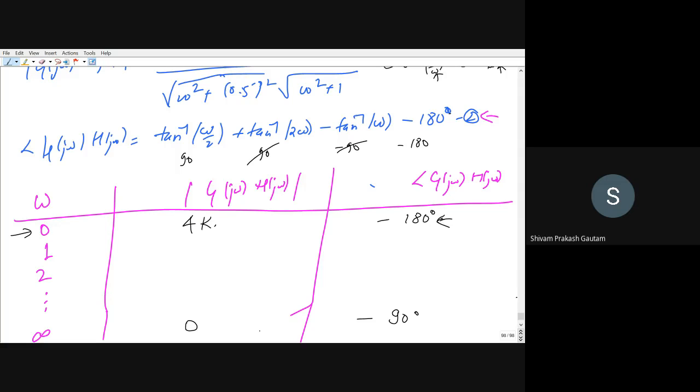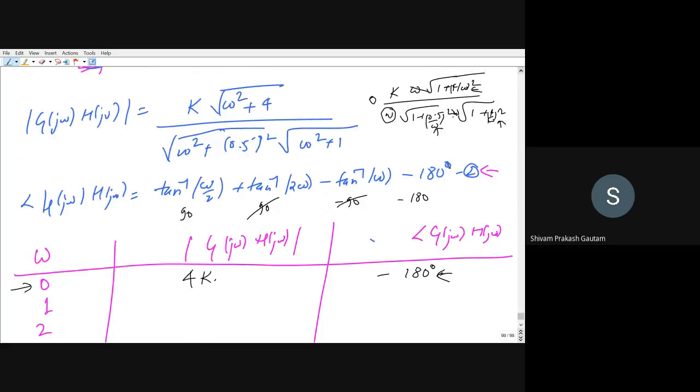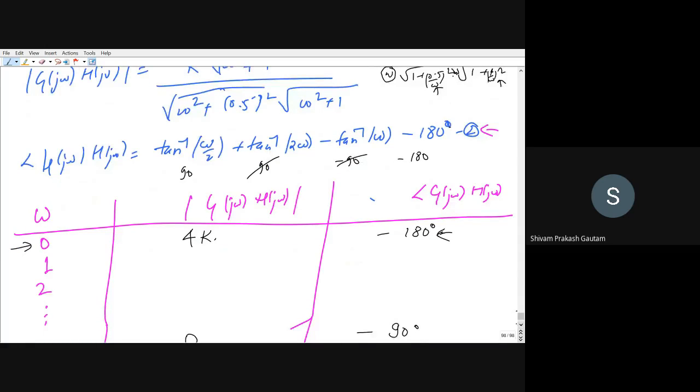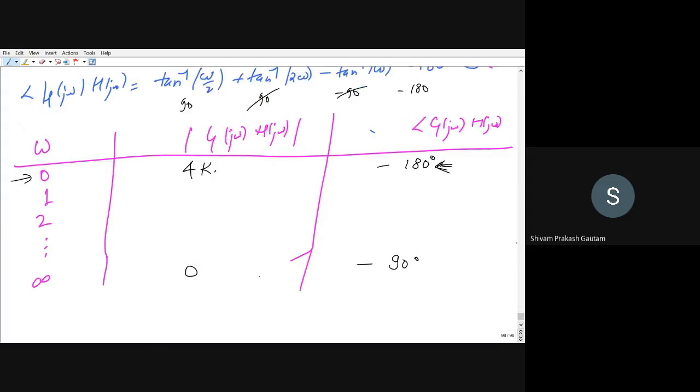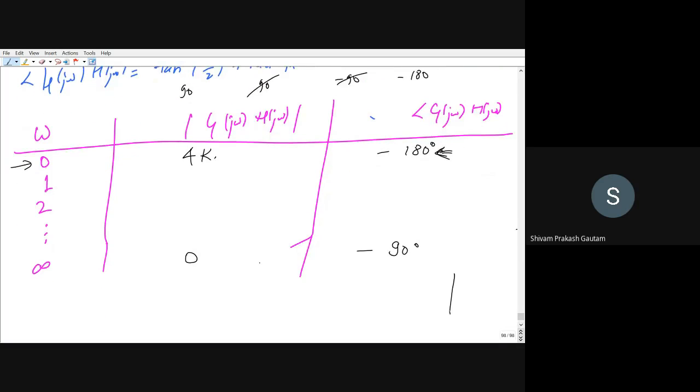Yes, sir. Okay. Now you can fill this table. You can put omega equal to 1 one by one and calculate the magnitude; you have to do it by yourself. But we have already calculated that our starting phase is minus 180 degree, and it is ending at minus 90 degree. So in your mind you already have an idea how your polar plot is going to look. This is how it will look like. This is omega equal to 0, and this is omega equal to infinity.